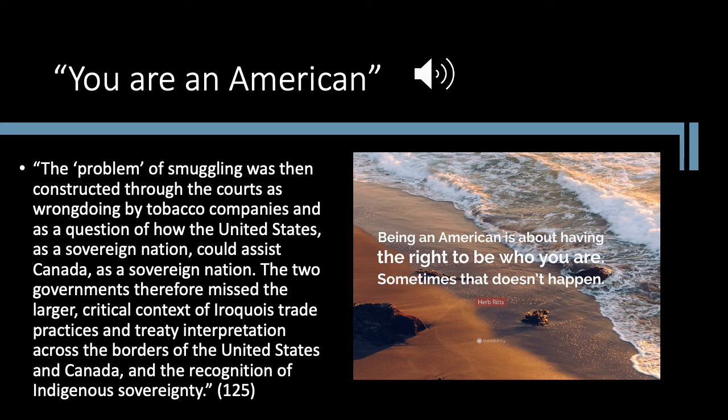And what Simpson says is obscured or missed in this larger context, in this debate, is the larger context of Iroquois trade practices and treaty interpretations across borders. The recognition of indigenous sovereignty.